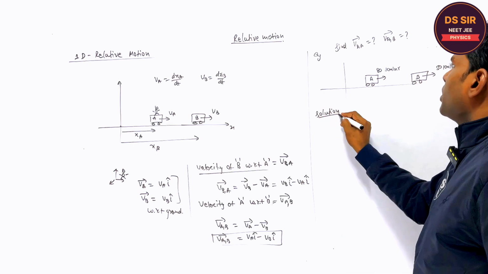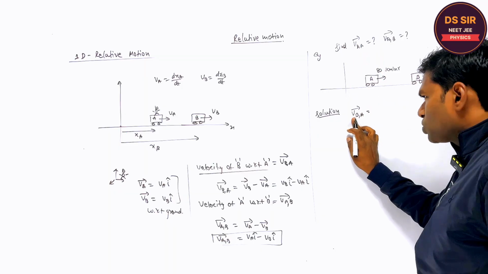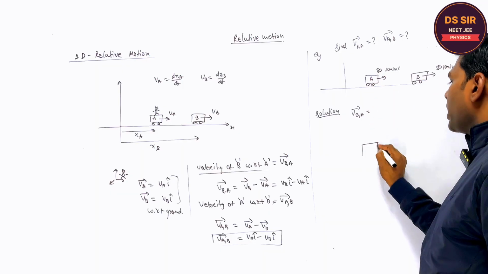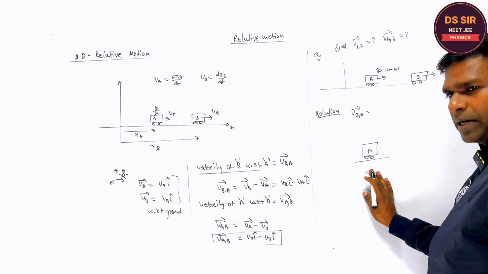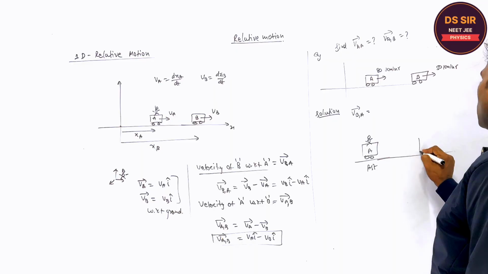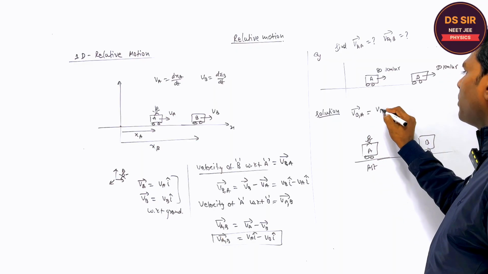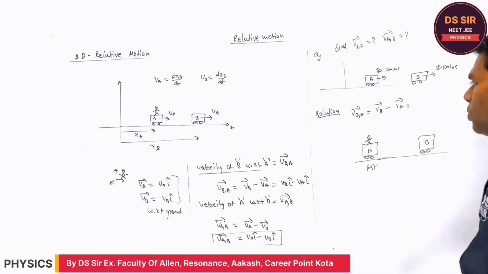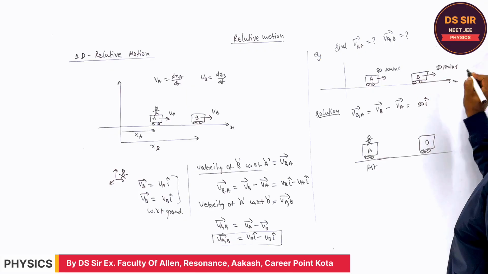Listen one thing. When you have to find the velocity of B with respect to A, it means you are sitting on A. When you are sitting on A, it is assumed to be at rest. And then what is the velocity of B? It would be found with the help of the equation VB minus VA. What is the VB? The VB is 50 i cap. Assume this is the x direction.